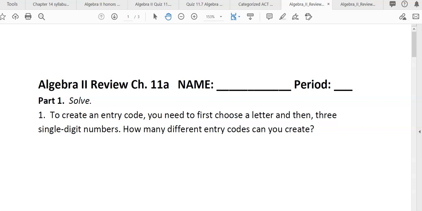Okay, so this is part A of the test, or test A, I should say. There are two tests for this chapter. Choose a letter and then three single-digit numbers. So we've got a letter and then three digits. There are 26 different letters you can have. The first digit can be 10 different things, 0 through 9.